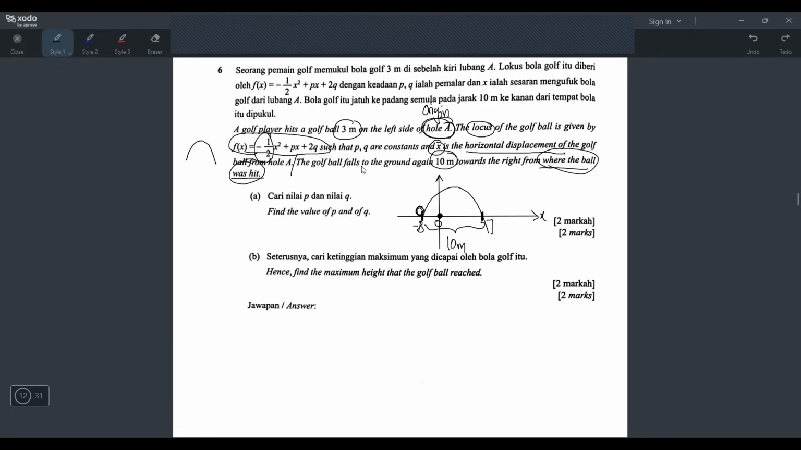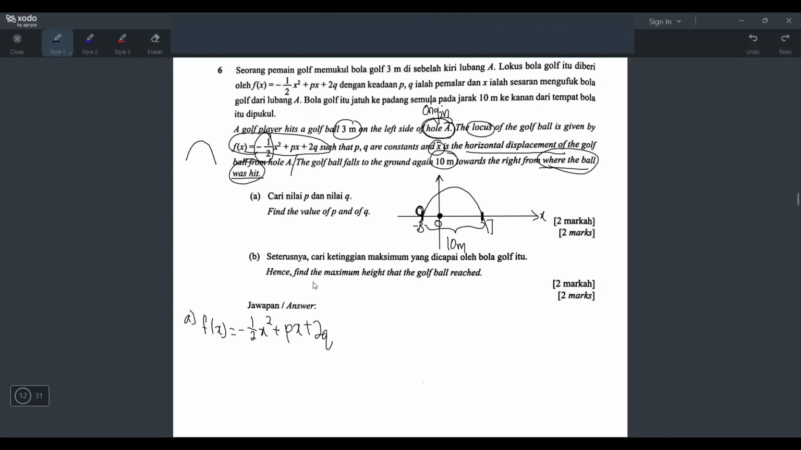Okay, so I have already successfully converted this whole paragraph into a diagram. So now we can start to find the values of P and Q. It means find the equation, because P and Q are in the equation. So let's write down the equation. f(x) equals -1/2 x squared plus px plus 2q.